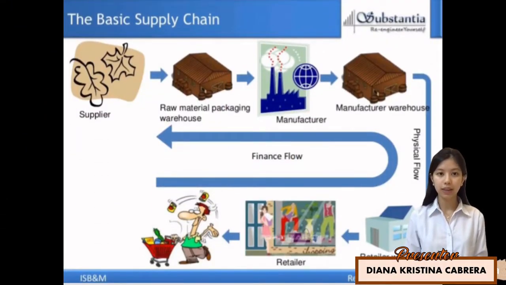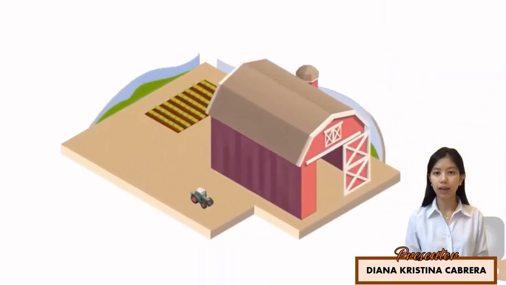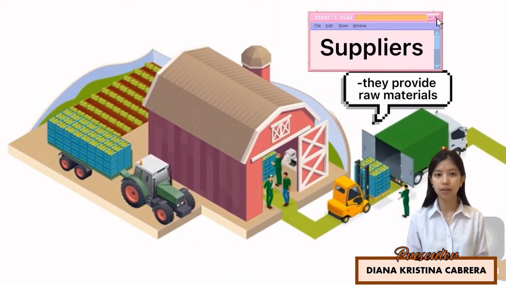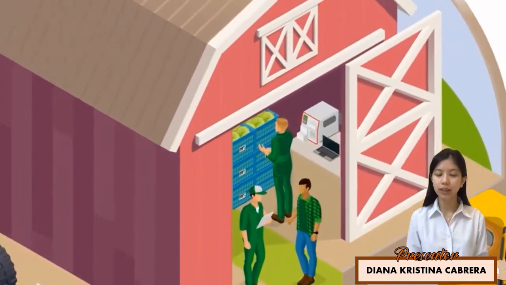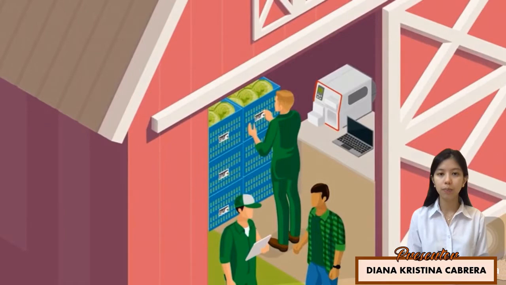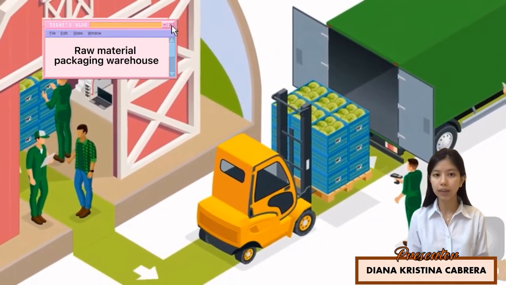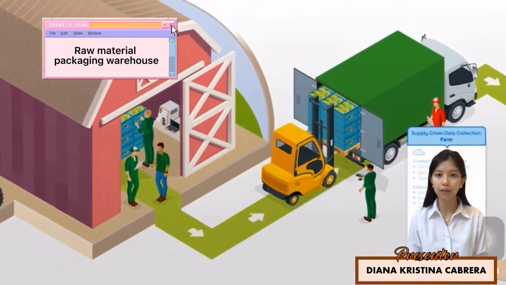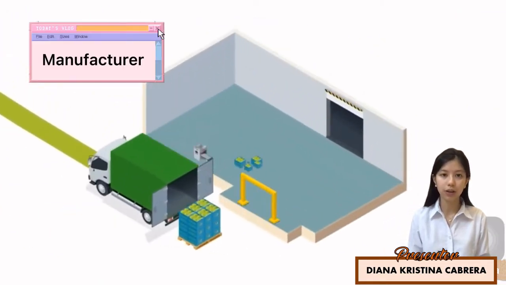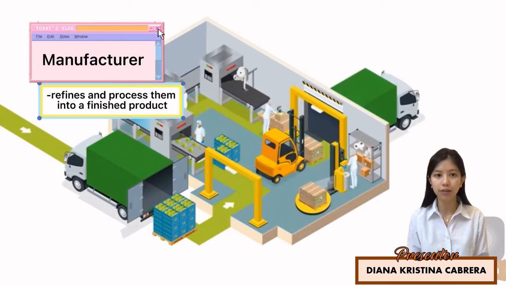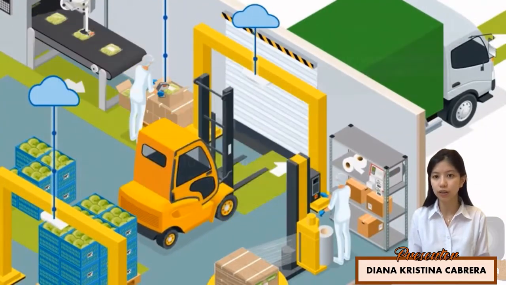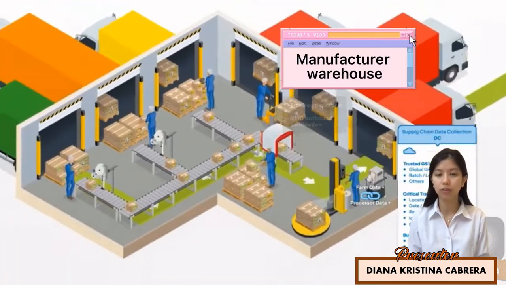The basic supply chain. Typically, the supply chain begins with the suppliers. These are the businesses that provide raw materials. The generic supply chain then proceeds with the sourcing and extraction of raw materials from the suppliers. The raw materials are then taken to a packaging warehouse to fully deliver it to the manufacturer of a certain product. The materials are taken to a manufacturer or probably to various manufacturers that refine and process them into a finished product that transports it to the manufacturer warehouse.